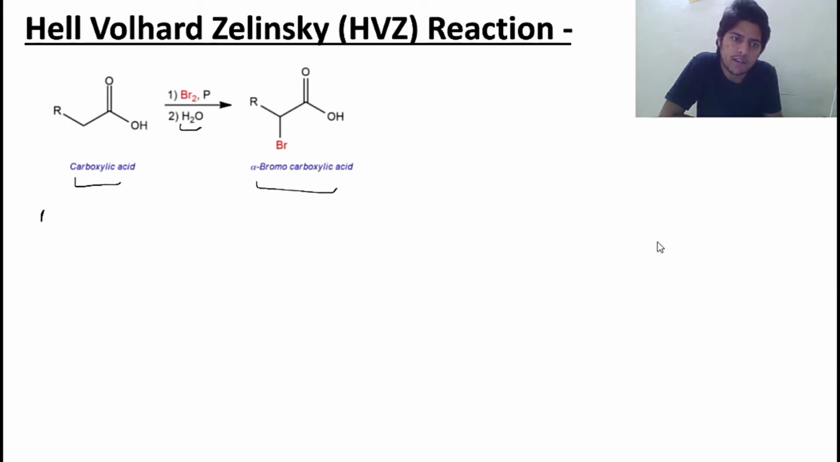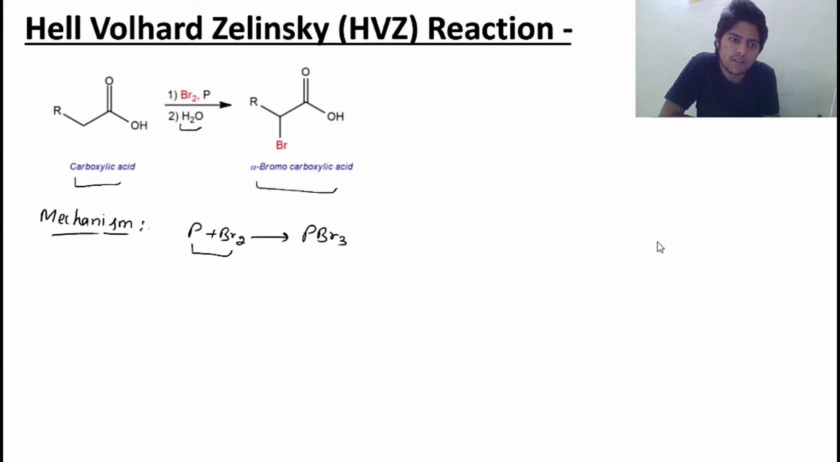Let's see the mechanism of this reaction, how this reaction will proceed. Initially we have phosphorus plus Br2. Phosphorus will react with Br2 to form PBr3. Here we have PBr3 formed from phosphorus plus Br2.